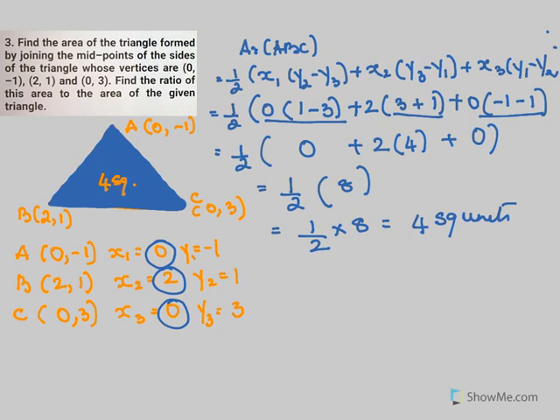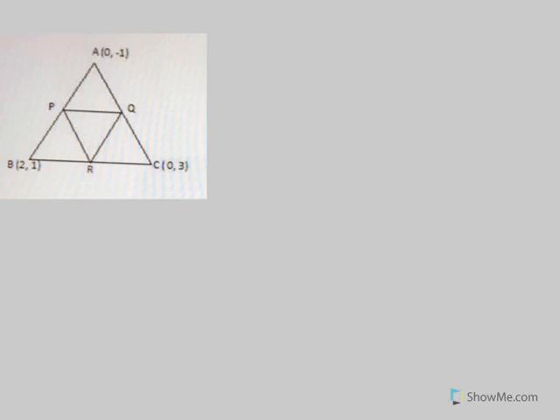In the next part they said find the area of the triangle joining the midpoints. So we need to find one midpoint here, we will call it P. This is another midpoint Q and another midpoint R. Then we got to join these midpoints and find this area of PQR, and find the ratio of the blue triangle to the red triangle. So our aim: we have joined PQR with the midpoints. To find the area of this we need to find the vertices of PQR, the coordinates of PQR.